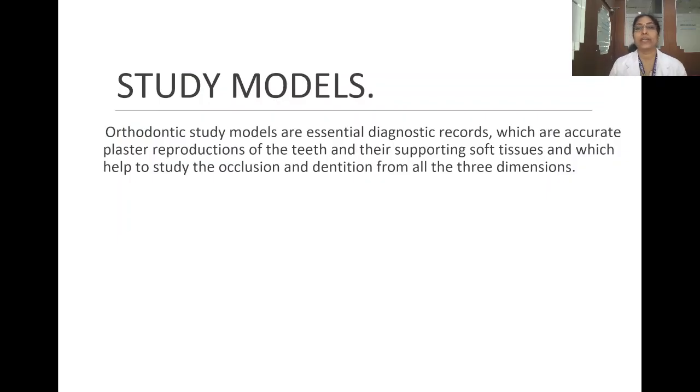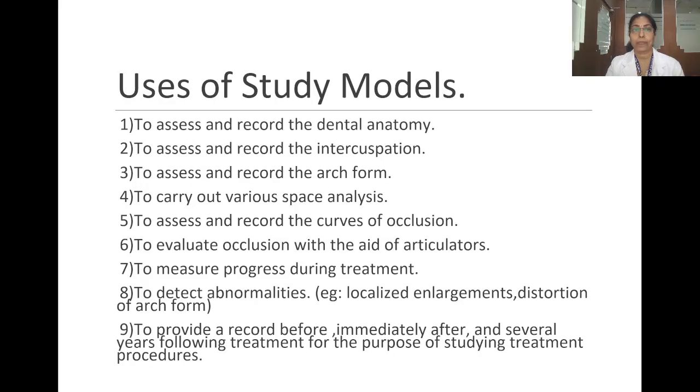Now, what are these study models? Orthodontic study models are essential diagnostic records which are accurate plaster reproductions of the teeth and their supporting soft tissues, and which help to study the occlusion and dentition from all three dimensions.